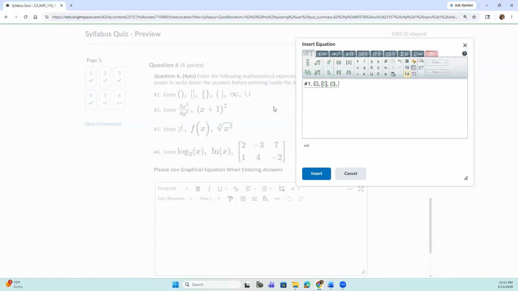So for open parenthesis, that will be Shift 9, space. Close bracket is right above the enter button, comma, space. This is the infinity sign, which is right here, comma, space. This is a union sign. Union means the word "or" in mathematics, which is right here.